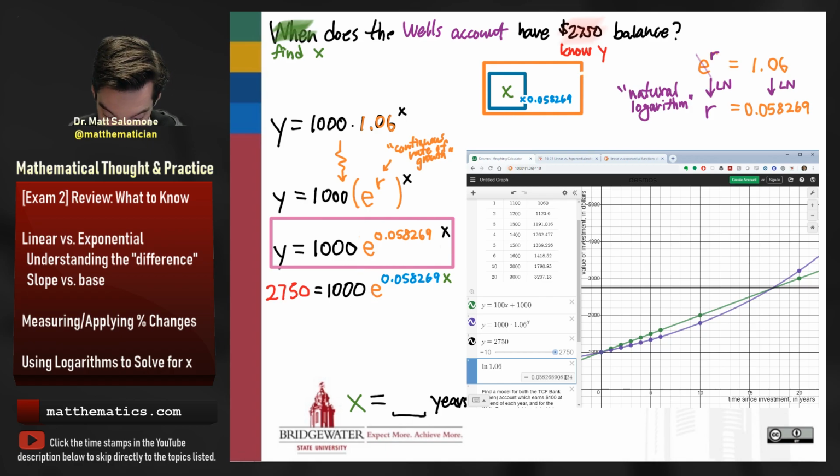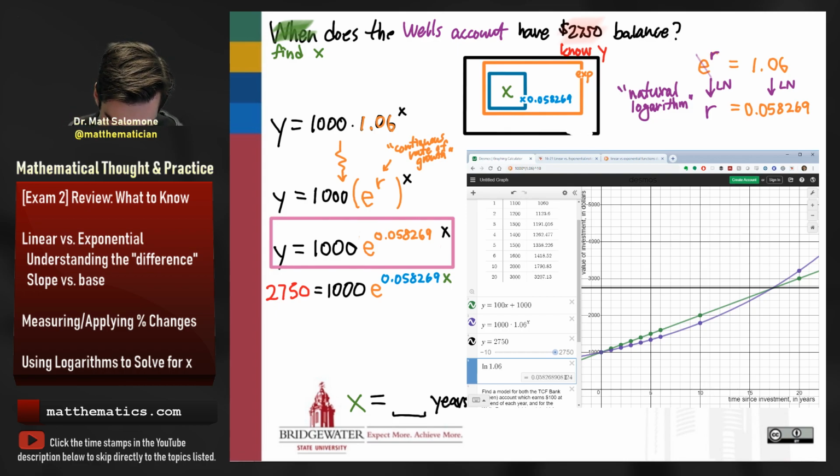And so the next layer of wrapping paper is my exponential function. I'm going to just write exp, right? And then finally, the last layer of wrapping paper is multiplication by 1,000. So that's the very last thing that happens. My outermost layer of wrapping paper, multiplication by 1,000.